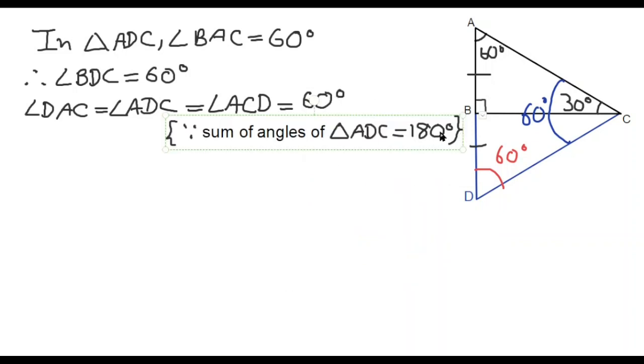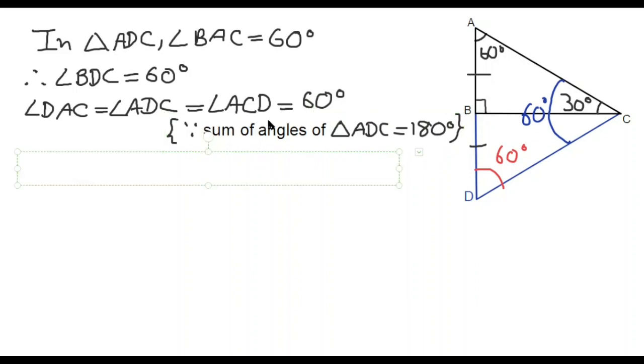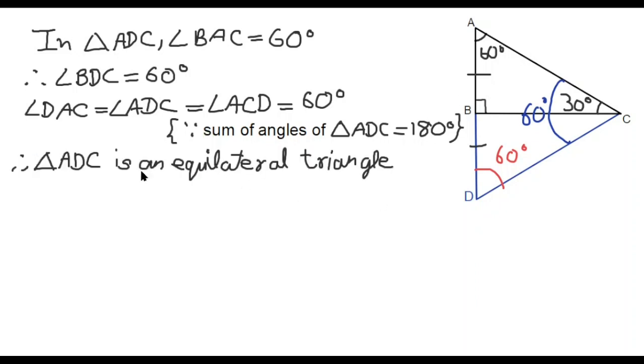Okay. So the reason for this is since... see, this is the symbol for since. Okay. Since the sum of angles of triangle ADC is equal to how much? 180 degrees. Okay. Just now I have shown the calculation. Now the next step is, therefore triangle ADC is an equilateral triangle. Okay. See, if all angles are equal, then the triangle is an equilateral triangle. Okay, because this is the property of an equilateral triangle.